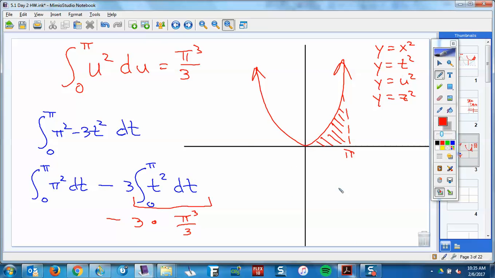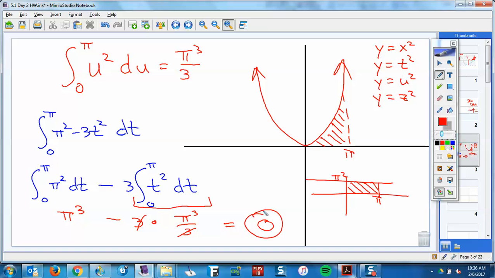So pi squared would be a horizontal line at pi squared, and then I'd want the area from 0 to pi. So what's that make? Makes a rectangle, right? And so its width is pi, its height is pi squared. Pi times pi squared is pi cubed. That's why it's pi cubed. The 3's cancel. Pi cubed minus pi cubed is 0.